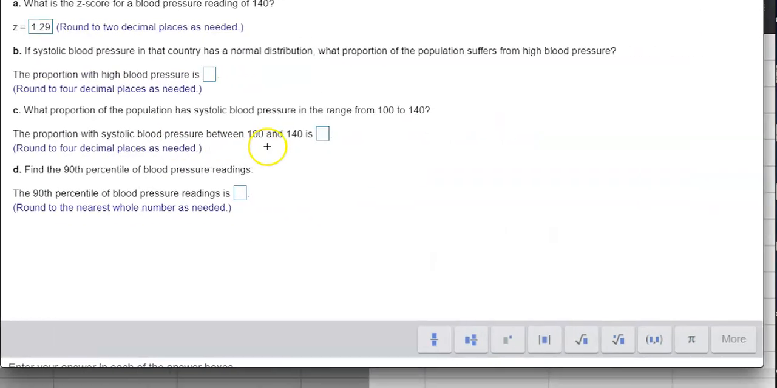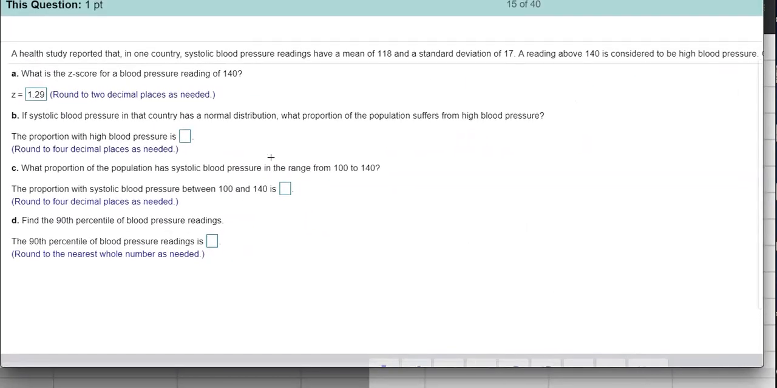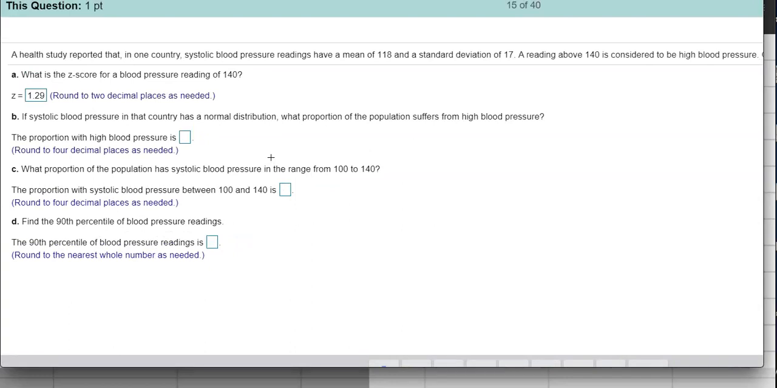So notice how we can use that StatCrunch normal calculator to answer a lot of these normal distribution probability calculation problems, right? So remember that.